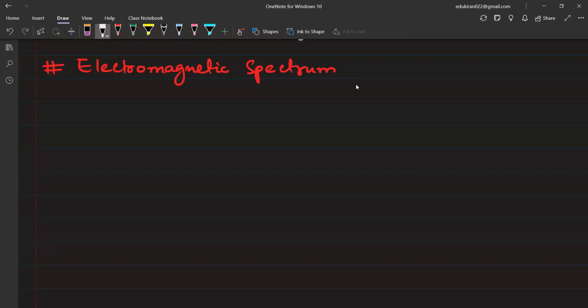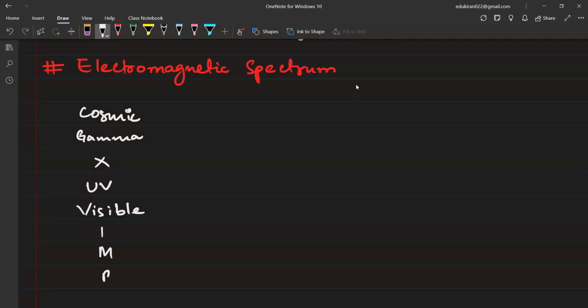Now you will remember it like this. First of all, listen and then write. Listen first, don't write now. Cosmic gamma X UV visible IMR. For cosmic, we have cosmic rays. Then gamma, this is the sign of gamma, gamma rays.